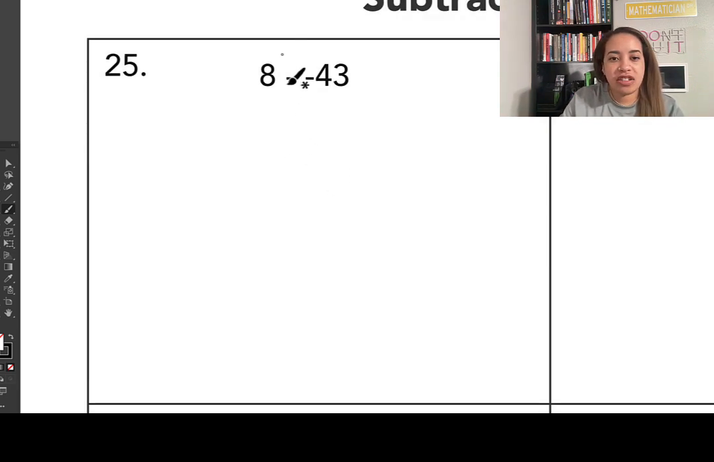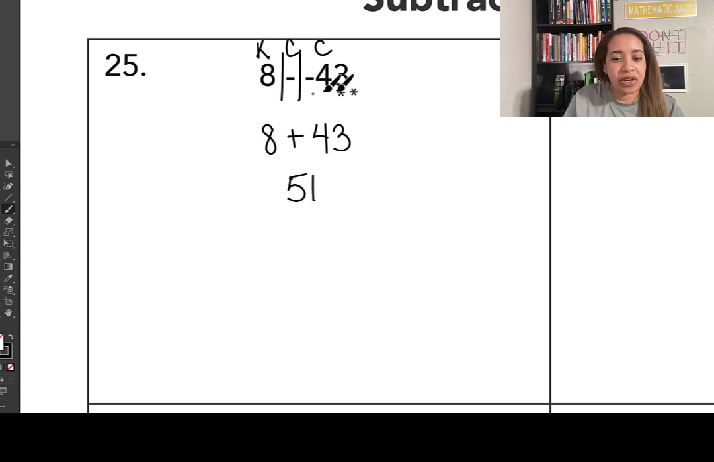Here's number 25. We see subtraction, so we can say keep, change, change. We keep the 8, change from a minus to a plus, and change from a negative 43 to a positive 43. This is another regular addition problem where both integers are positive, so 8 plus 43 gives us a final answer of 51. 8 minus negative 43 gives us 51.